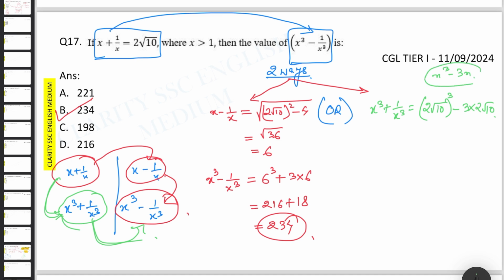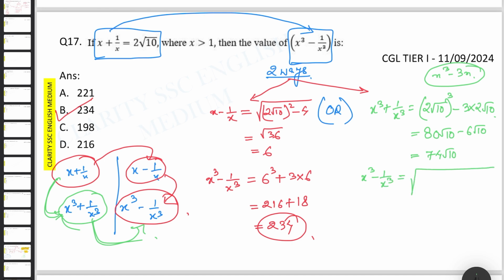We are applying only the formula here. X cube plus 1 by x cube is nothing but n cube minus 3n. This is 80 root over 10 minus 6 root over 10. This is just simple calculation, 74 root over 10. Now after this we can find x cube minus 1 by x cube.